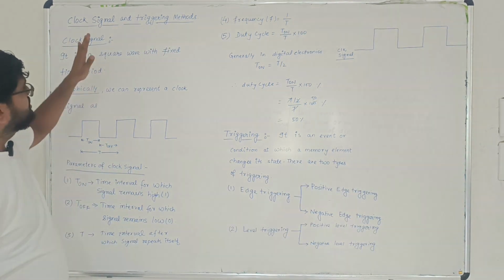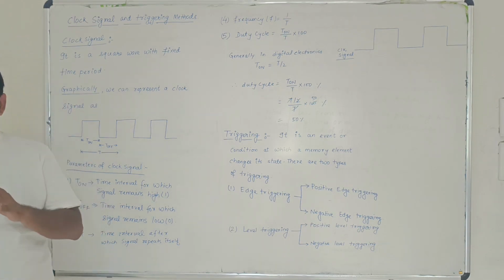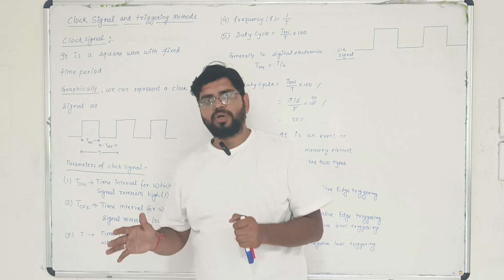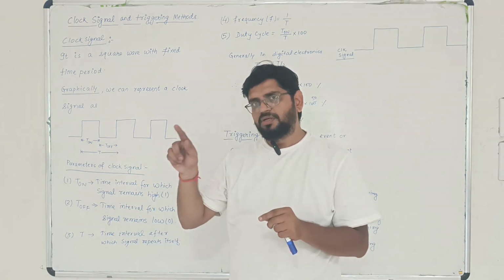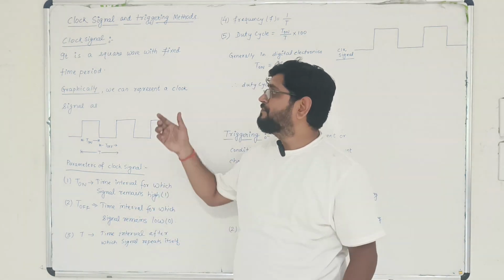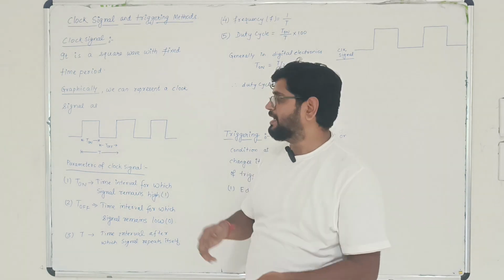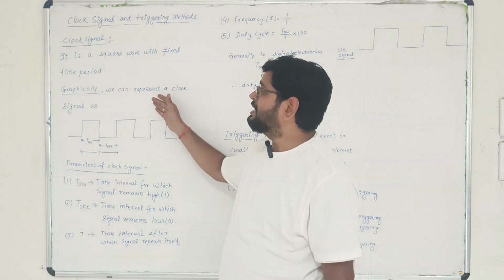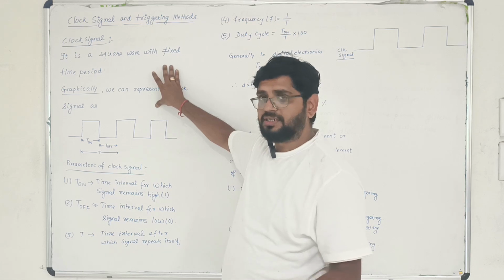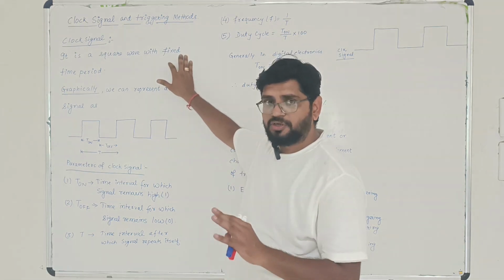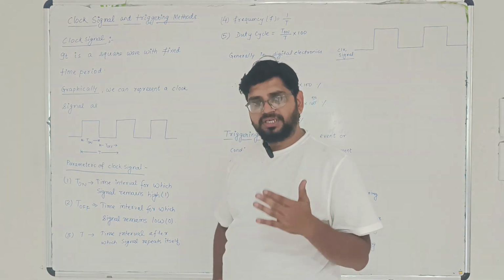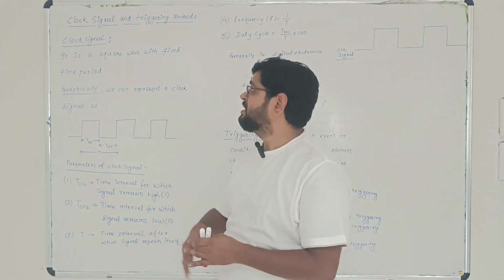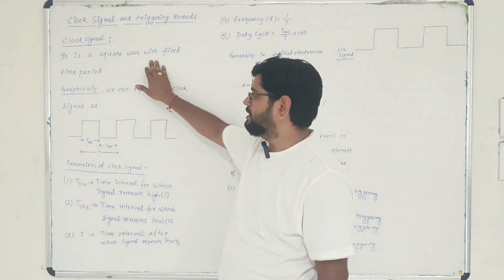So we'll start with the clock signal. Now what exactly is a clock signal? A clock signal is a normal square waveform, or you can say a normal square signal, which has a fixed time period. I mean the time period of the signal is fixed and it is square in shape. That type of signal is known as a clock signal. The definition is very obvious: a signal which is square in shape and whose time interval is fixed is known as a clock signal.